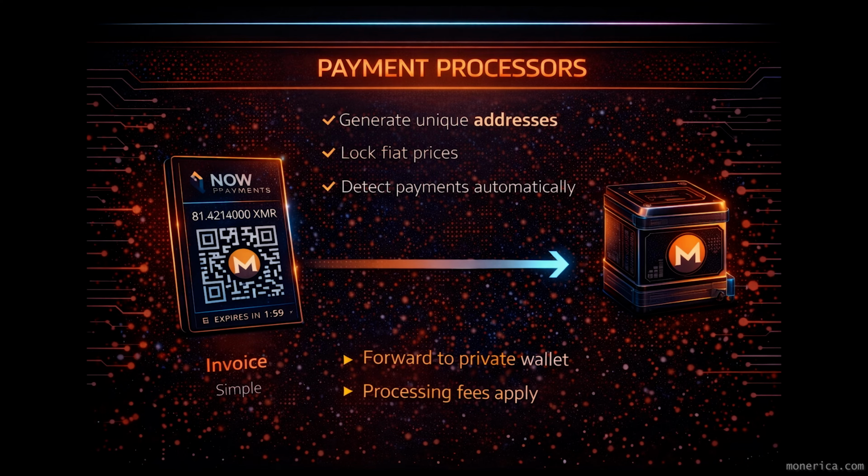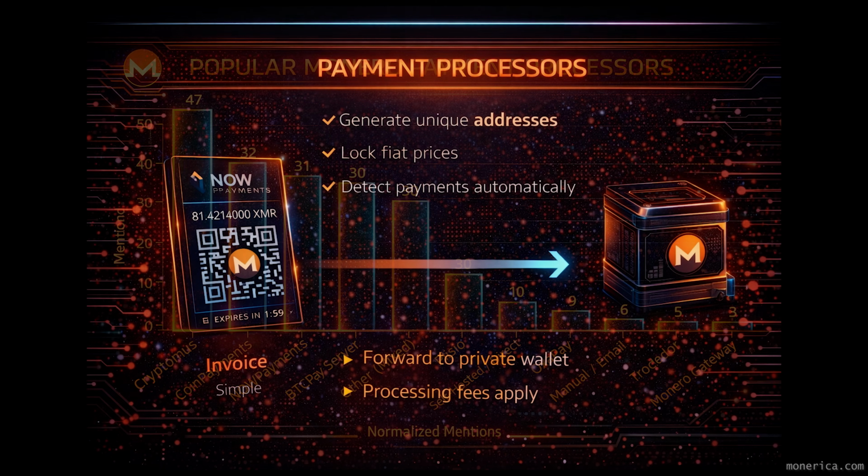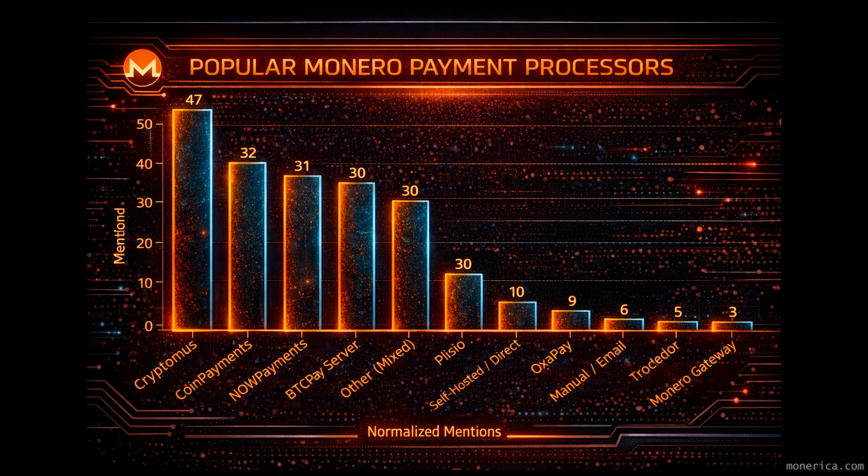Payment processors. Payment processors automate almost everything discussed so far. They generate unique addresses, lock fiat prices, produce QR codes with address and amount, enforce invoice expiration, and automatically detect payments. A commonly used option is NOWPayments.